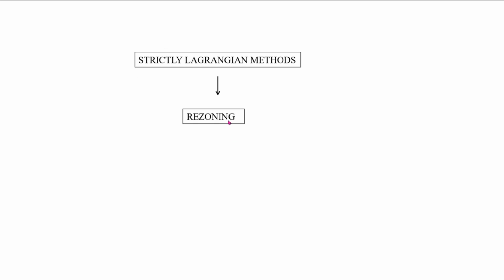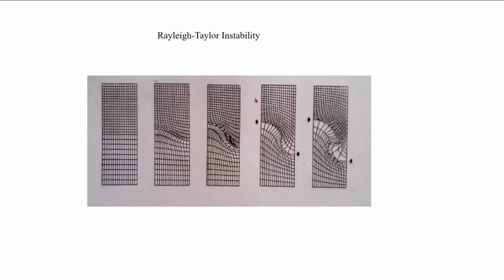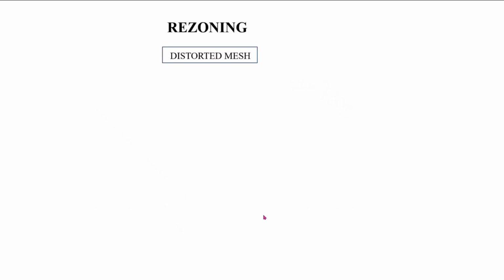Now, because of mesh tangling, we can use rezoning, and then eventually we can end up with free Lagrangian methods. This is an example of grid tangling, and obviously at a certain moment we have to do some rezoning, or we have to fix the grid because we are losing accuracy. So you look at rezoning.